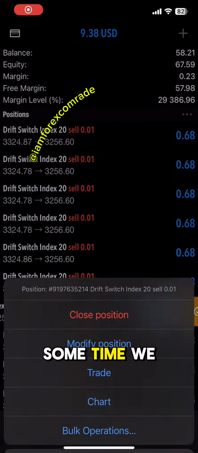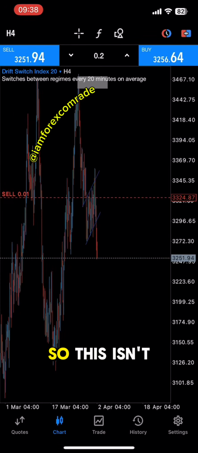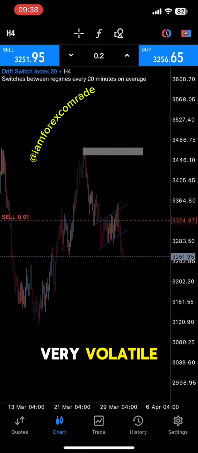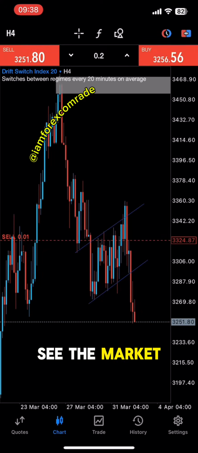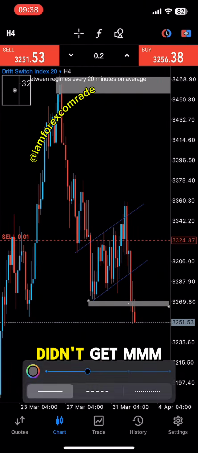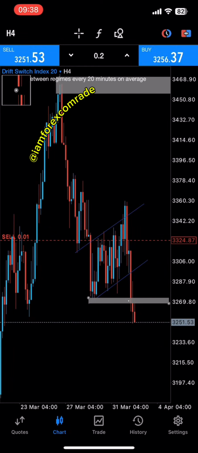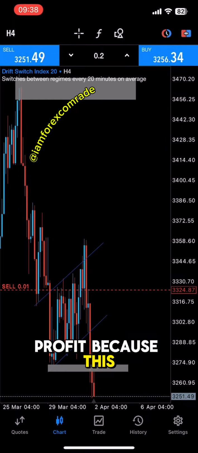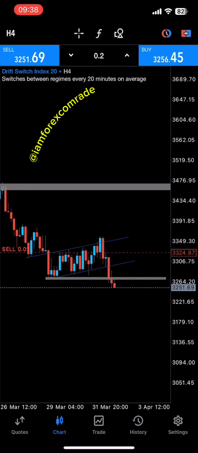And then after some time, we are in $9 profit. So this isn't very volatile. As you can see, the market did a very big move, but then I didn't get a lot of profit, because this is one of the least volatile markets.